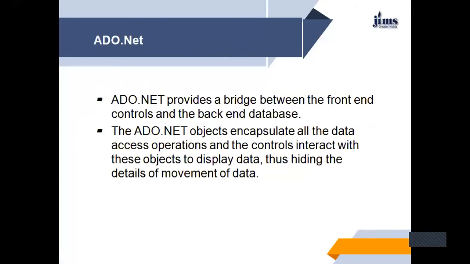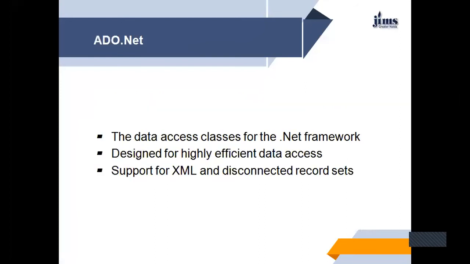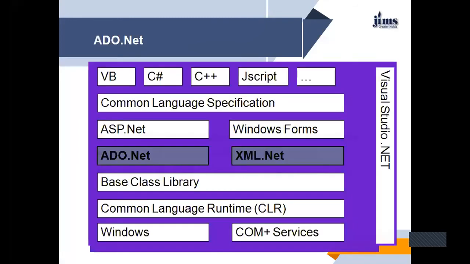ADO.NET provides a bridge between the front end controls and the backend database. The ADO.NET objects encapsulate all the data access operations, and the controls interact with these objects to display data, thus hiding the details of movement of data. The data access classes for the .NET framework are designed for highly efficient data access. ADO.NET supports XML and disconnected record sets. This we have discussed already.